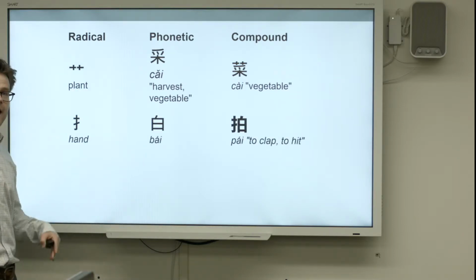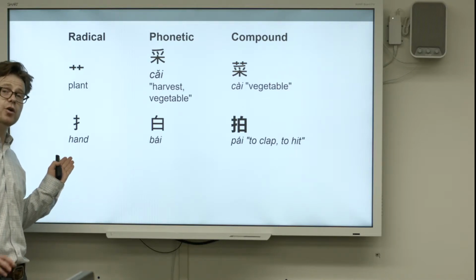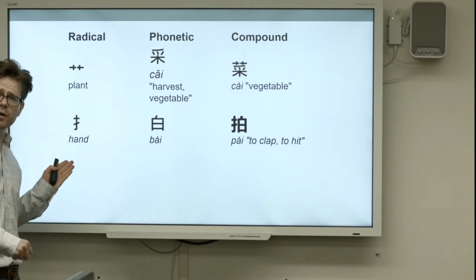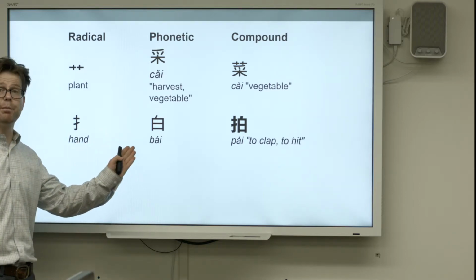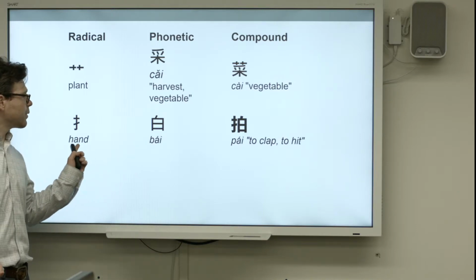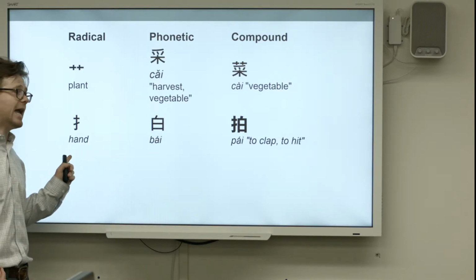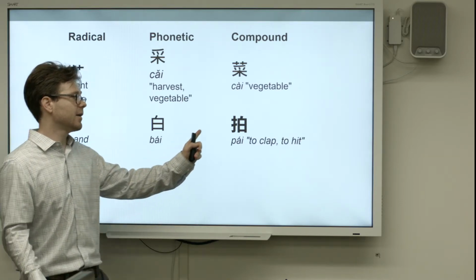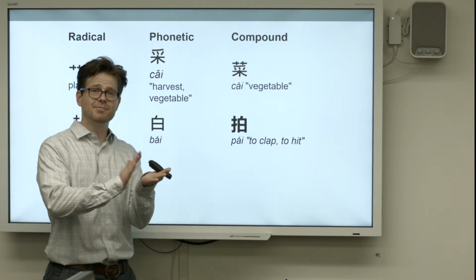We also have the hand radical. If you ever see this component in a character, you know that this is probably a verb. It has something to do with your hand. And if we put it next to bai, bai means the color white. But if we put it together, it doesn't have anything to do with the color white. It has to do with the hand. But it sounds like bai, pai, to clap or to hit.